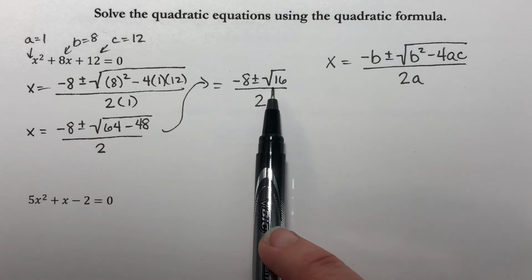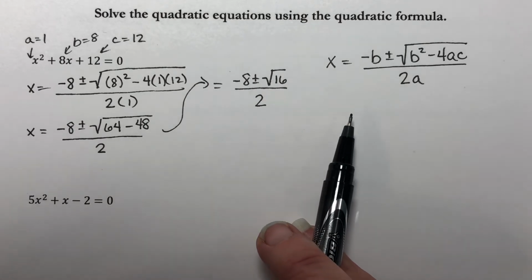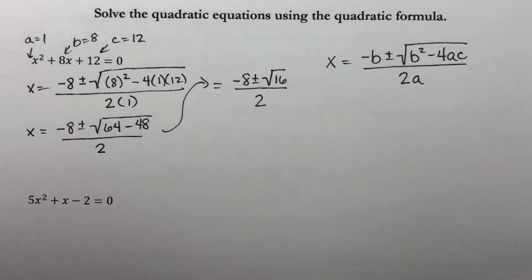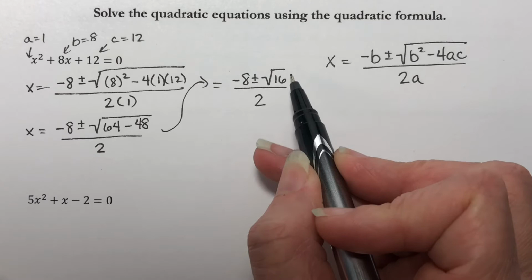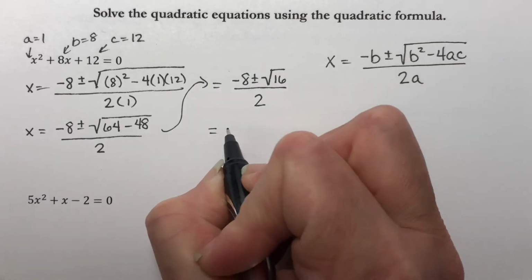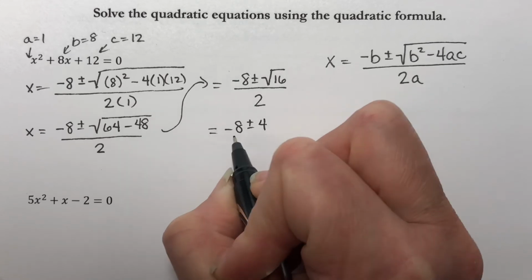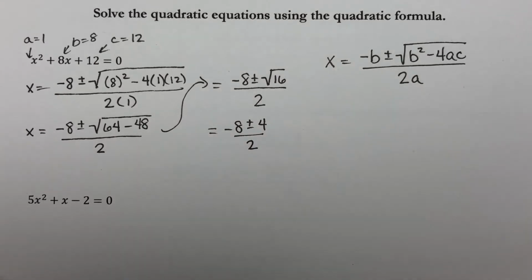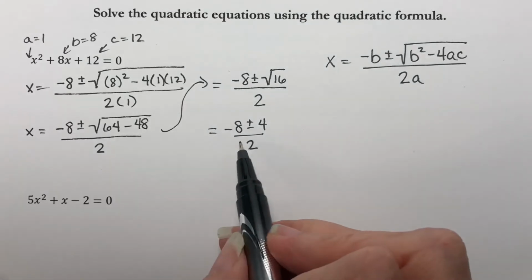And that's something to keep in mind, especially when you start working quadratics in the real world, like the ones in application problems. We need to continue to simplify here. The square root of 16, we can simplify. This is going to be -8 plus or minus 4 over 2. And now we've done as much of the algebra as possible. We need to split it up.